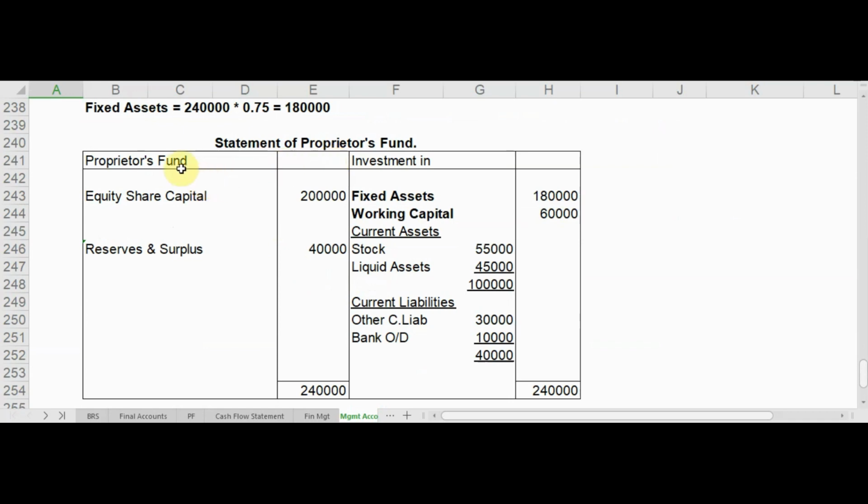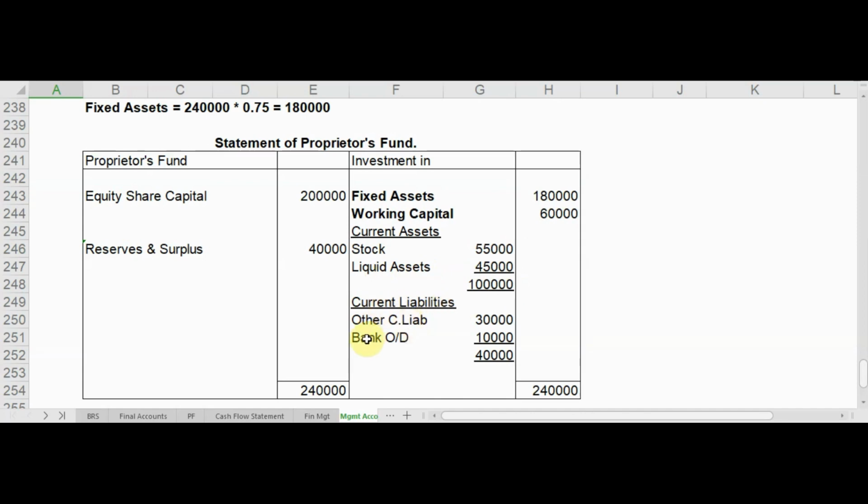So this is the format of proprietor's fund. We have equity share capital 2 lakh and reserves and surplus 40,000. The total is 2,40,000. And proprietor's fund is invested in fixed assets, that is 1,80,000 we have computed. Working capital is given 60,000, which comprises current assets, that is stock 55,000 and other liquid assets 45,000. Total is 1 lakh, current assets minus current liabilities.